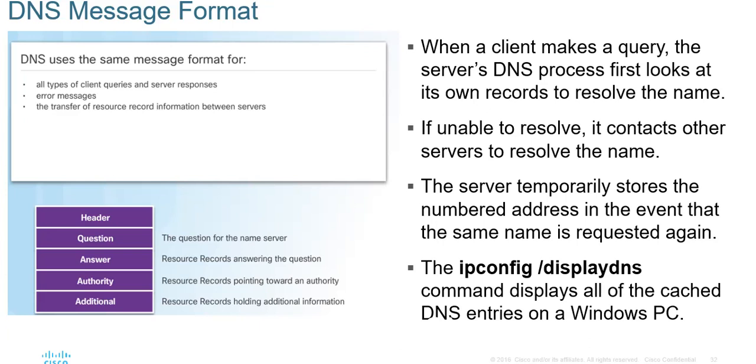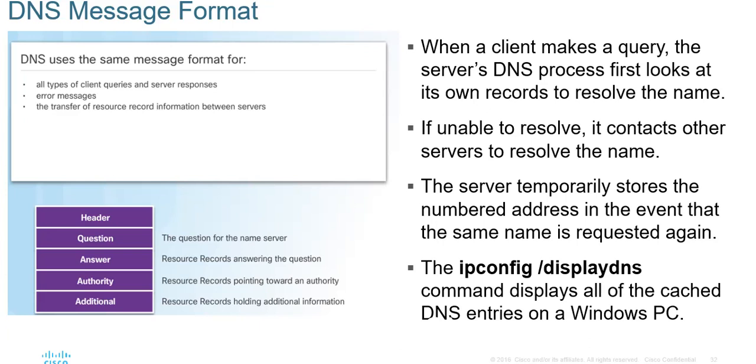If it is not the one that is Cisco, it will pass it to the next server. That server will also say, okay, I am not the Cisco server. It will pass it on. So all these requests will be passing to each other until they get to that server. If unable to resolve, it will contact other servers to resolve the name, and the server temporarily stores the numbered address in the event that the same name is requested again. So the next time it is requested, the server will not look for it. It will just go directly, just like your switches will do.